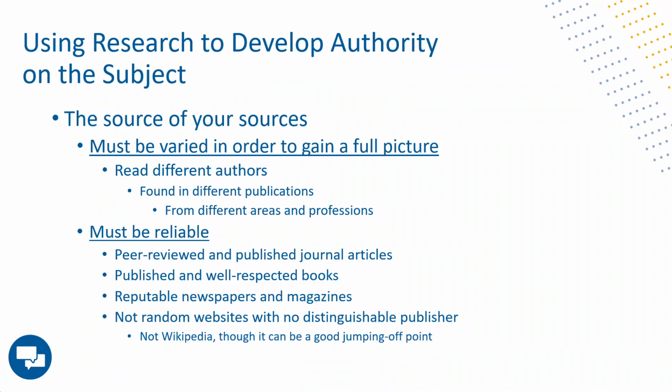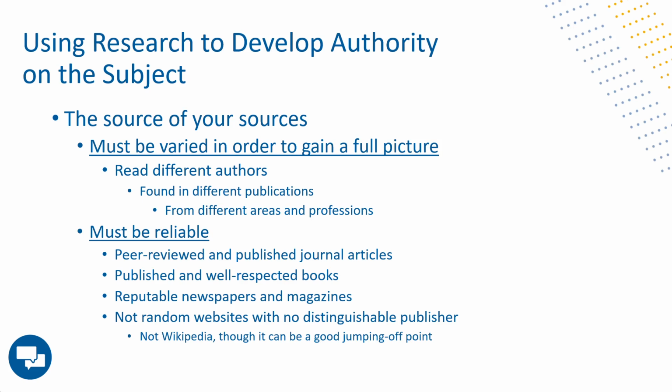While you are doing your research, you also need to think about how reliable the sources you are finding are. In writing a research paper, you become the source of your sources, meaning your reader trusts you to give them the most accurate synthesis of the topic, and so your research must be varied and reliable in order to paint a full picture. Try to find sources from a variety of places, by different authors, from different publications, from different areas and professions, and so on.